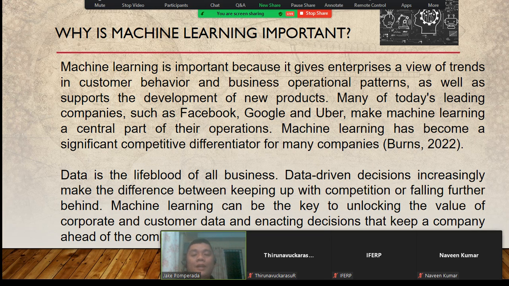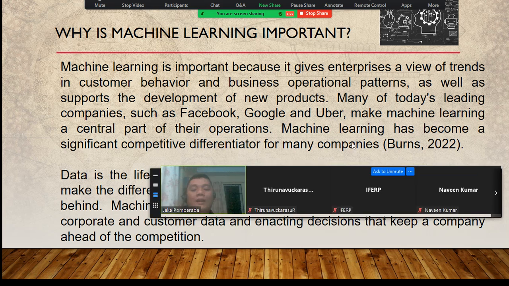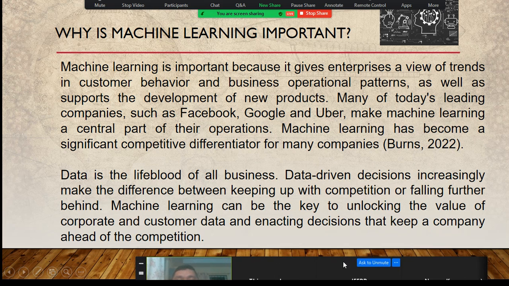Machine learning has become a significant competitive differentiator for many companies, according to Burns in 2022. Data is the lifeblood of all business. Data-driven decisions increasingly make the difference between keeping up with competition or falling further behind. Machine learning can be the key to unlocking the value of corporate and customer data, enacting decisions that keep a company ahead of the competition.